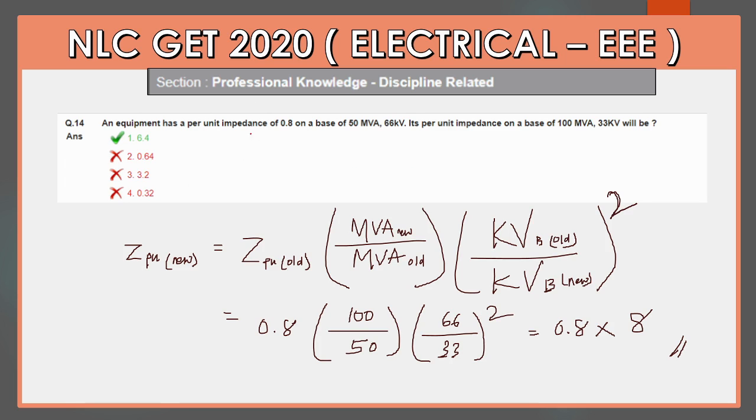Next question. For impedance, it is given 0.8 on base 50 MVA and 66 kV. It is saying calculate the per unit impedance on the base 100 MVA and 33 kV. We know that the per unit impedance formula is Z per unit new equal to Z per unit old into MVA new by MVA old and kV old by kV new whole square. These are the old values and these are the new values. If you put the values, you will get the first option.